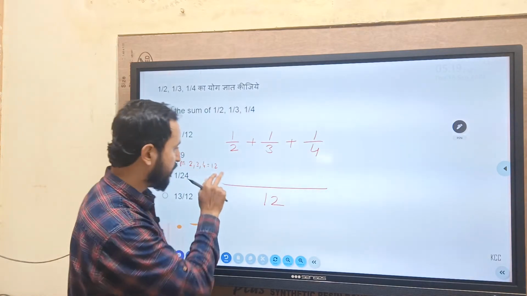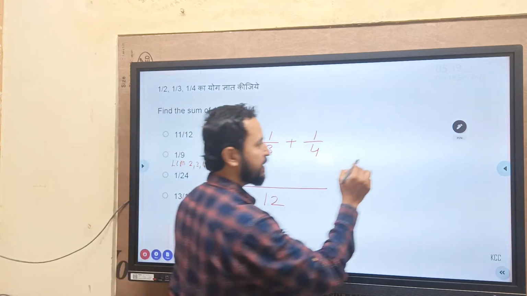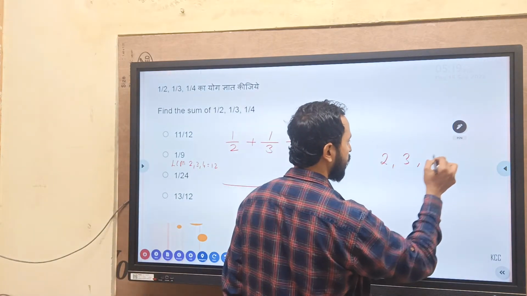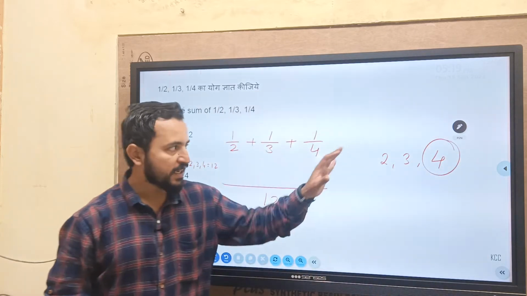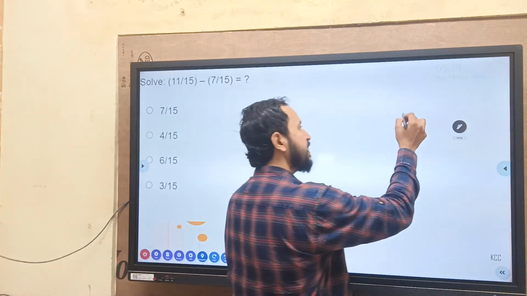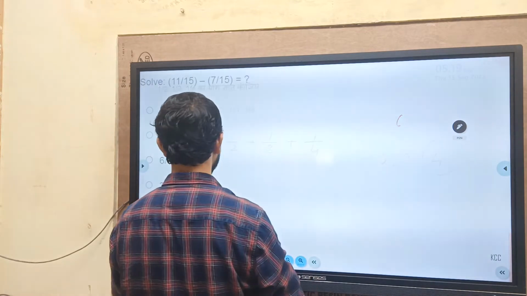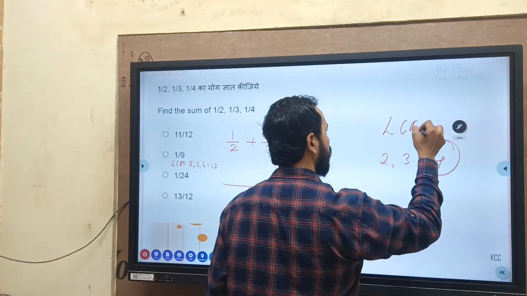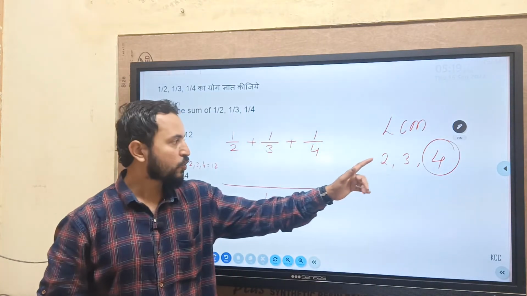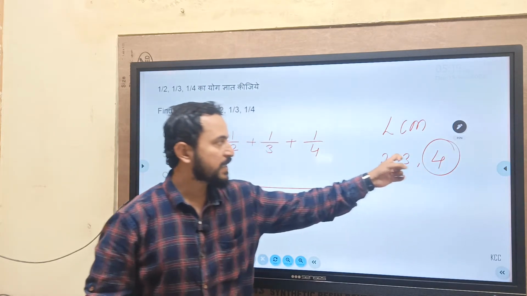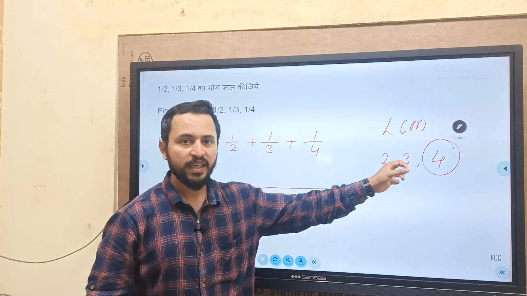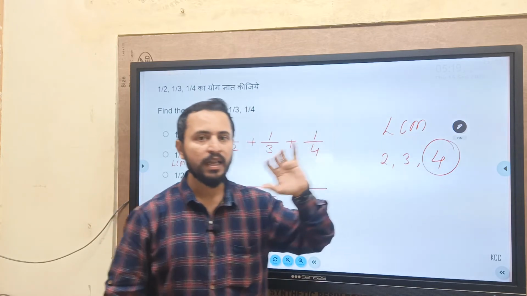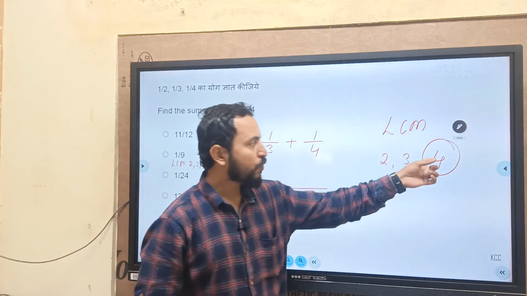Shortcut technique, how I have done this shortcut technique of LCM of 2, 3, 4. Highest number, just circle it when you are finding LCM by shortcut method. Highest number you have to check whether this number is divisible by 2 and 3. No, 4 is not divisible by 3, because 4 does not come in the table of 3.